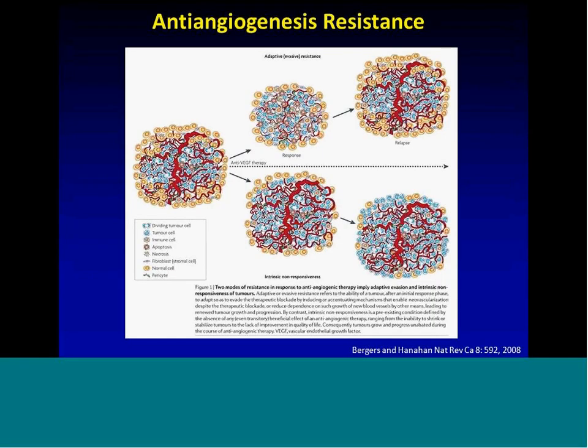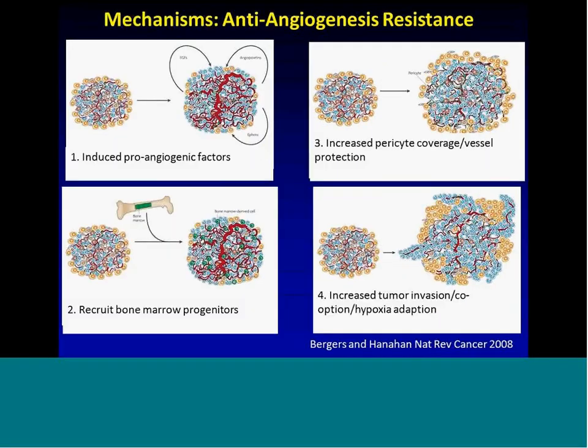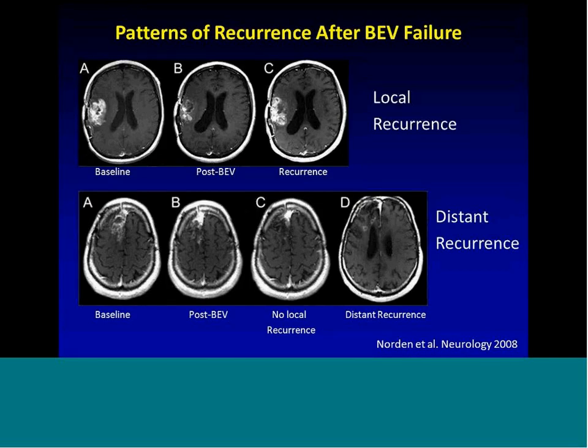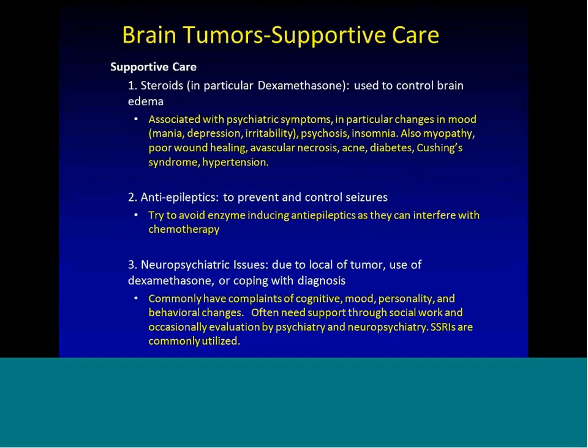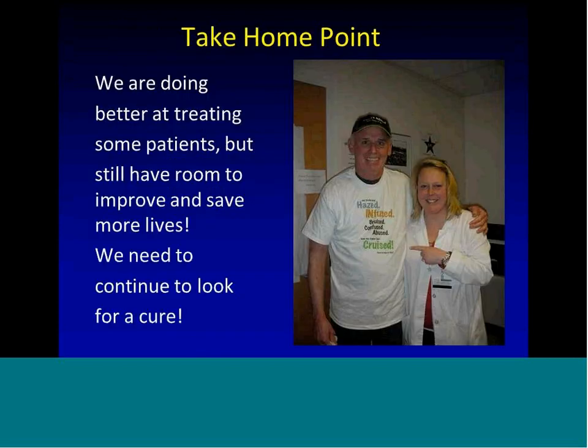So pretty exciting. I'm going to leave the rest of this slide for you. I just kept this slide to talk about the patterns and what they look like. I think they're really important. We show the different patterns of the MRI. And then I talked about supportive care, which I think you guys know pretty much. And then this is a patient MRI, so I'm going to share this because he shared his slides so graciously. The take-home point is we're doing better at treating some patients, we still have room to improve.